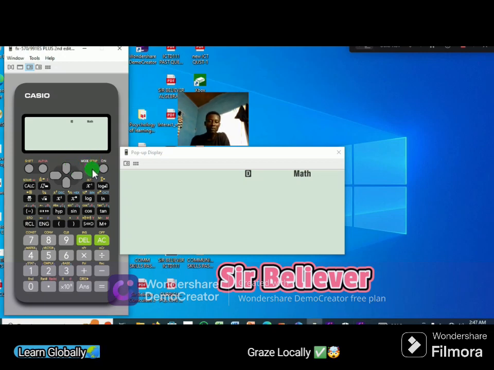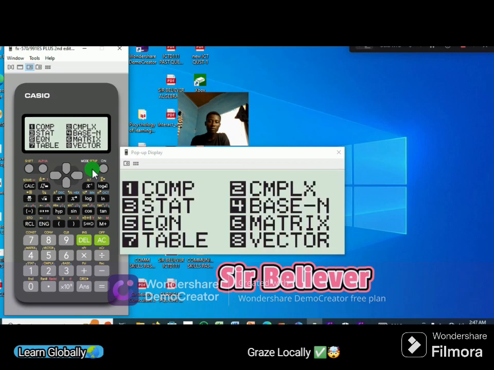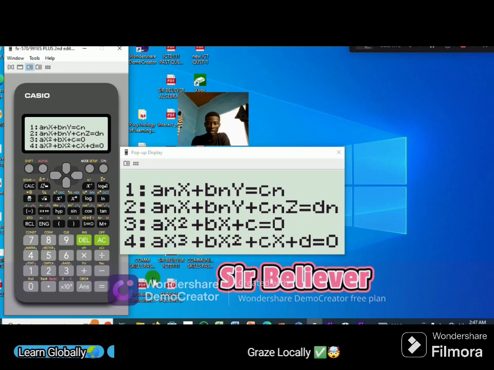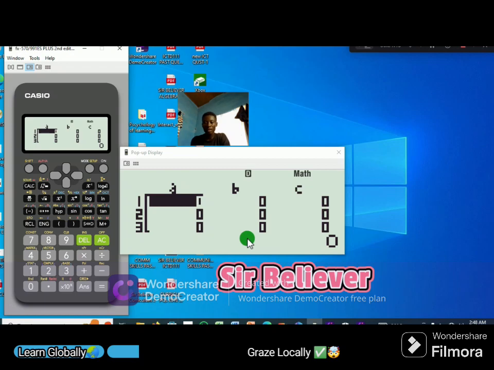press our mode. Then we select equations, which is 5. Then we select 2, which is three variables. Right now the calculator has opened the menu for us to enter our figures.